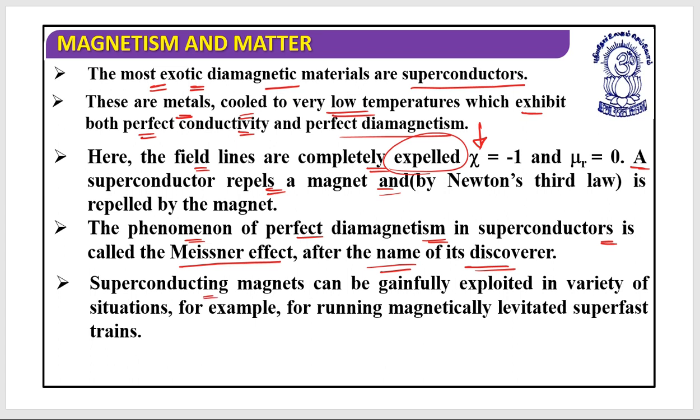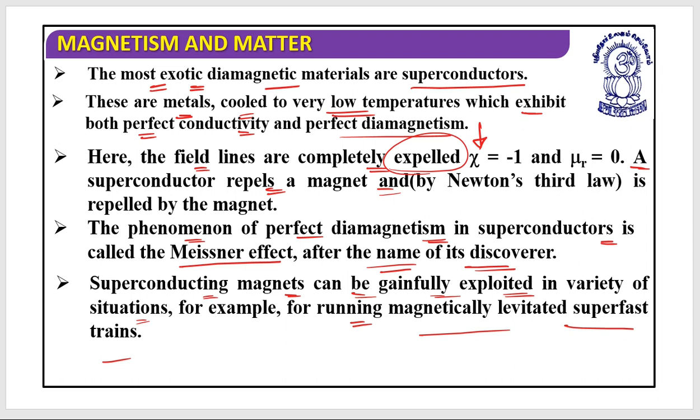Now superconducting magnets can be gainfully exploited in a variety of situations, for example, for running magnetically levitated superfast trains. Here in this case diamagnetism plays a very vital role. I hope this is clear. Is it clear?